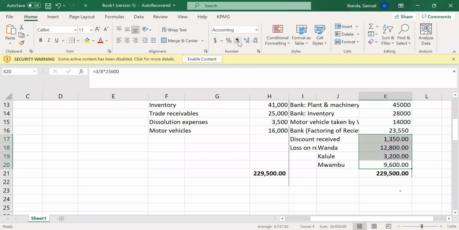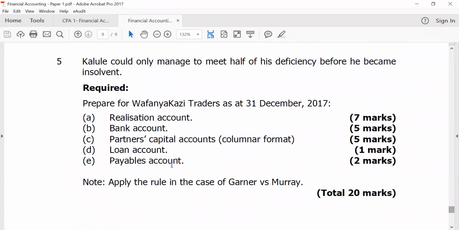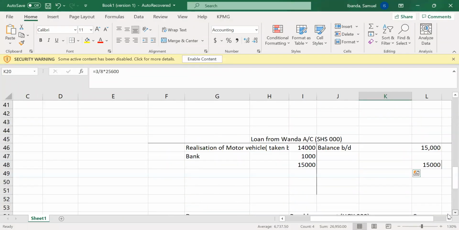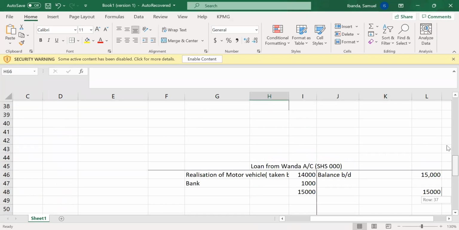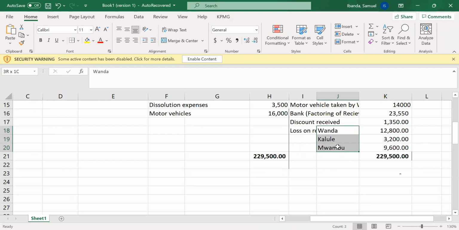Now, in this case, the examiner asked us to also draw up the capital account. So we are going to draw up our capital account accordingly. And I want us to use columnar format. So every partner will have a column of their own, just like the way we did the other time. So I'll just create a capital account. So we have, remember, 3 partners. That is Kalule, Wanda, and Mule.